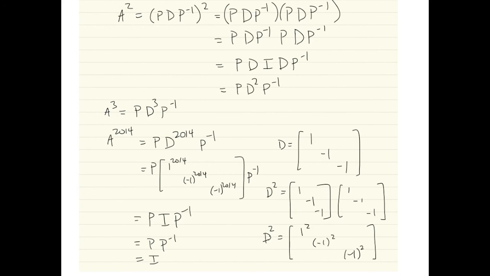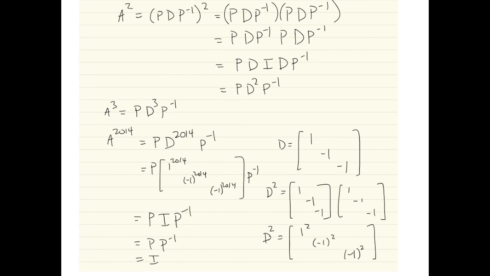Similarly, A cubed is going to equal P D cubed P inverse. So the same type of cancellation will occur when you write P D P inverse out 3 times instead of just 2 times, and so on. So A to the 2014 is P D to the 2014 times P inverse, and now D is given by this. Raising a diagonal matrix like D to any power like 2014 means just raising each diagonal entry to the 2014.